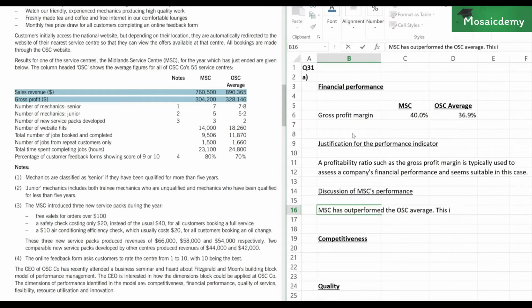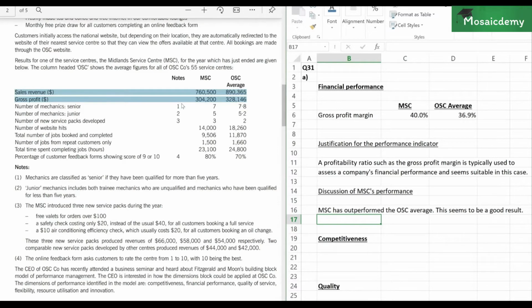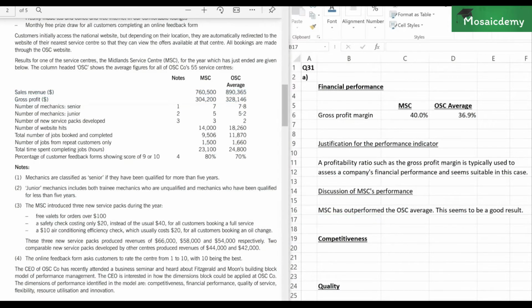This seems to be a good result, but that's not analysis, right? That's just stating the obvious. So what could be a reason for them having a higher gross profit margin, right? And we can connect that to other analysis that we do down below. So for now, what can we say? We can see that the percentage of customer feedback forms showing a score of 9 or 10 is 80% for MSc and 70% for OSC average, right? So we can use something like that. We can say the customers seem more happy, right?